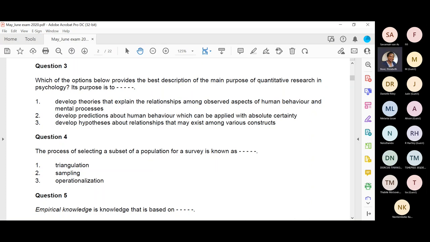The main purpose of quantitative research is to develop theories and explain relationship among observed aspects of human behavior and mental processes. Yes. Do we all agree? This is where I'm going to be under the tree and not show my face. Okay.